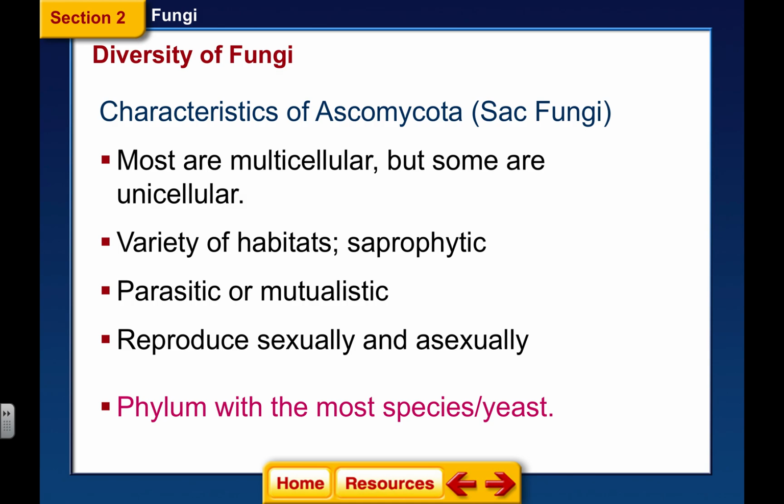Now, asexual reproduction occurs in favorable conditions. They do have a very complicated life cycle, which I'm going to try to simplify for you. But if they're reproducing asexually, then they're going to produce spores that are just going to be dispersed. They're going to land in a favorable environment and grow into a new hyphae. The sexual, they're going to be contained until conditions become favorable. This phylum has more species in it than any of the other phyla, and like I said, this is the phylum that contains our yeast.